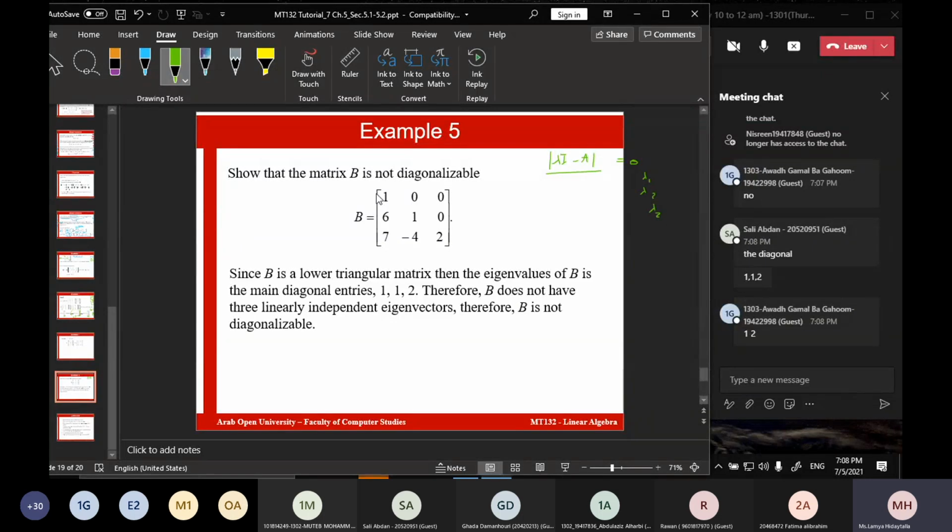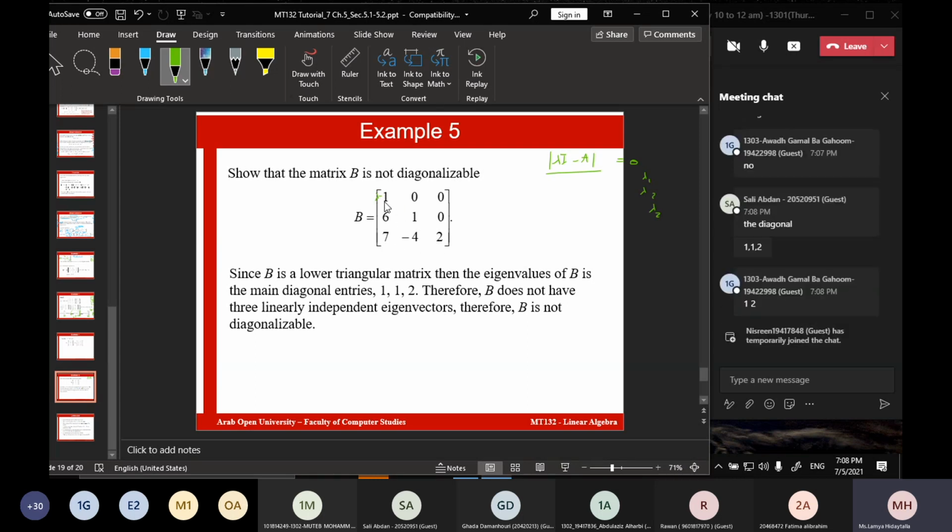Immediately, because it is lower triangular, when you find the determinant, you are going to end up with lambda minus 1 multiplied by lambda minus 1 multiplied by lambda minus 2, equal to 0. So lambda 1 is 1, here 1 and here 2. If these are the eigenvalues of my matrix B, what do you think? Is B diagonalizable or not?